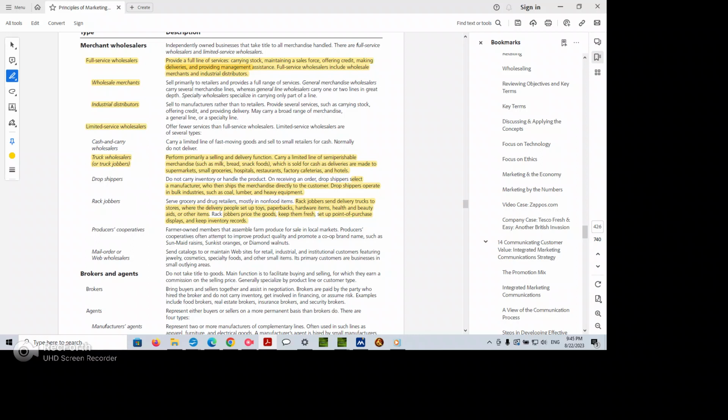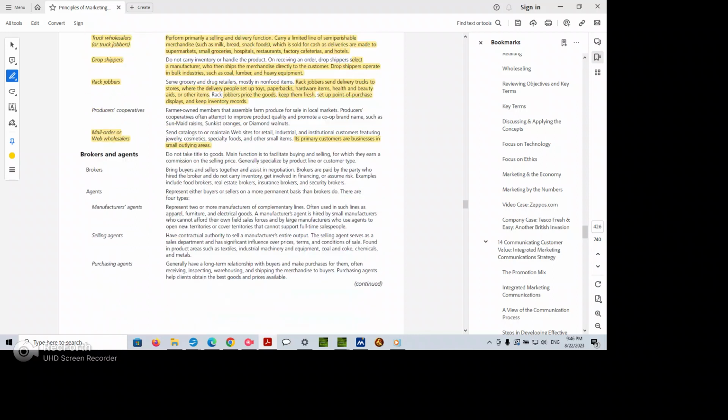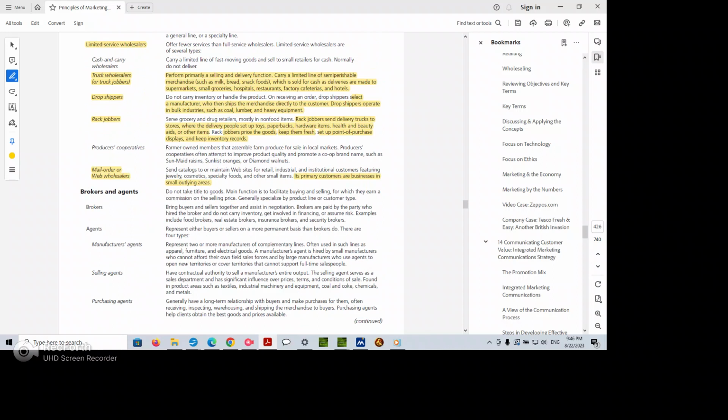Its primary customers are businesses in small outlying areas. So that's what they call cash and carry wholesalers. Those are all of them under the cash and carry wholesalers category.